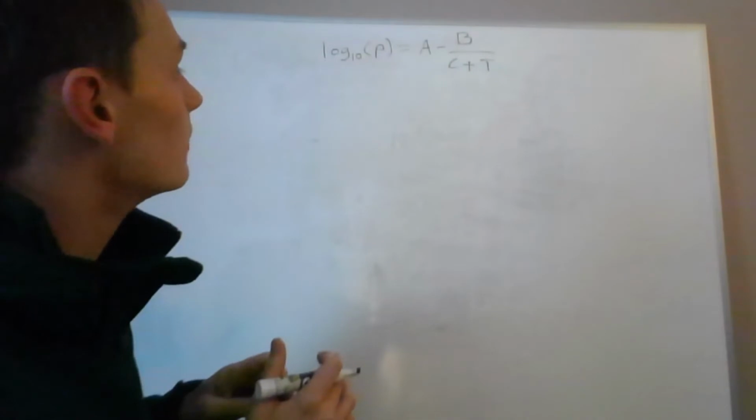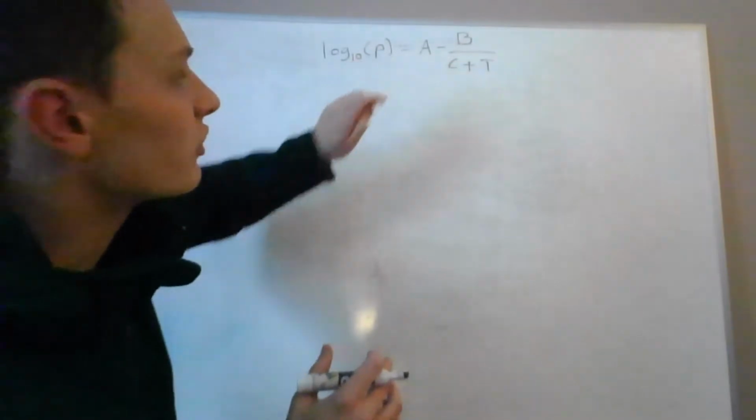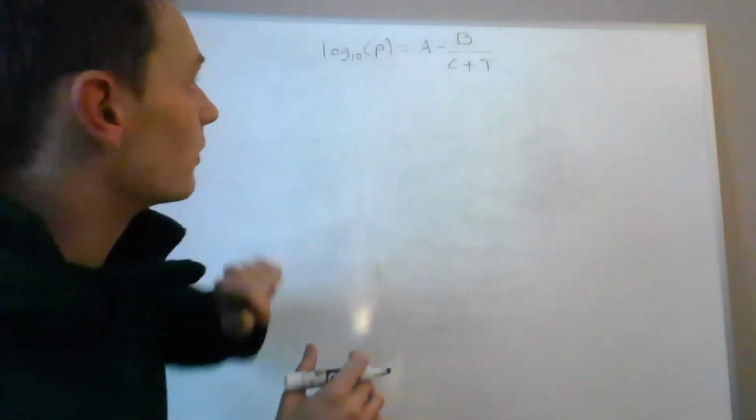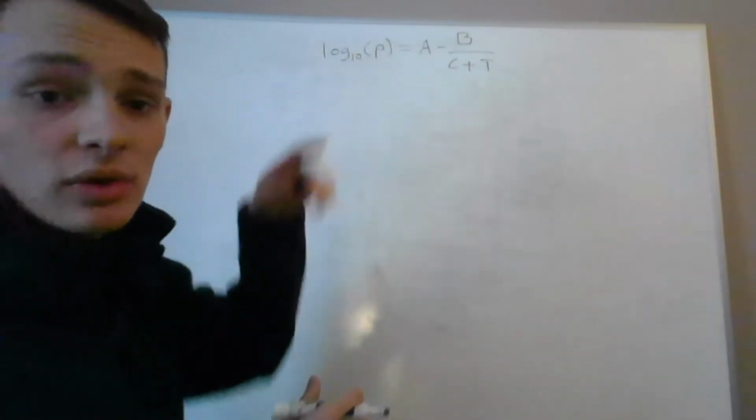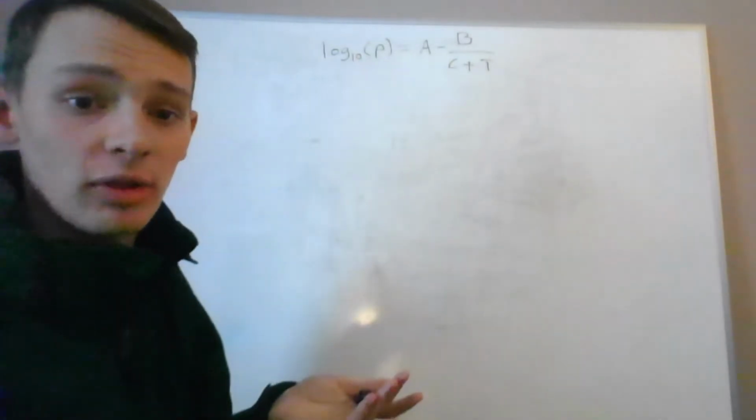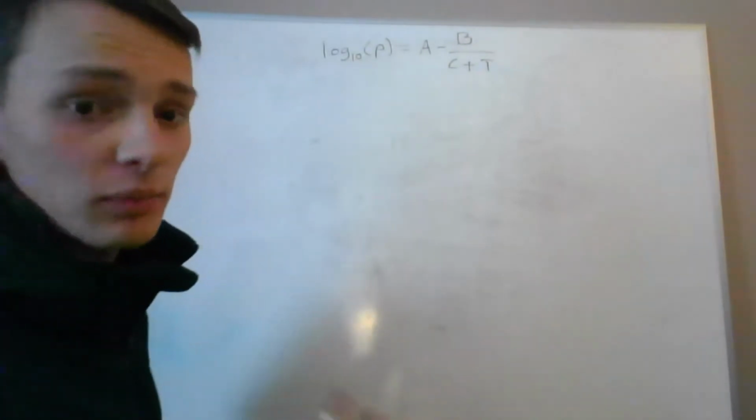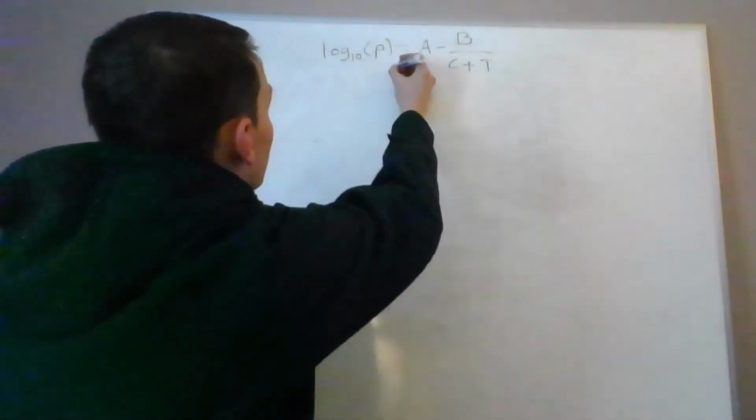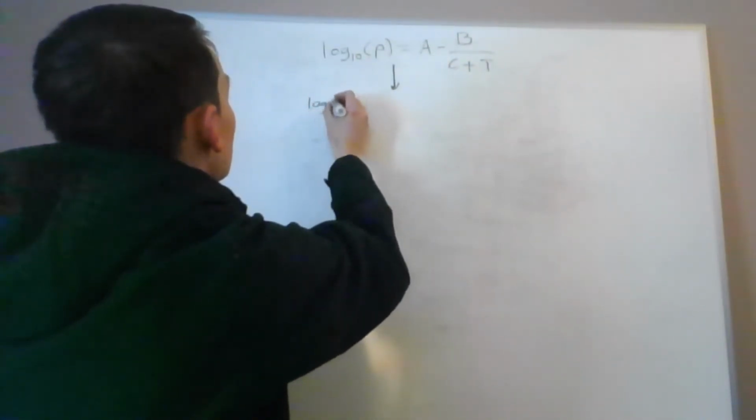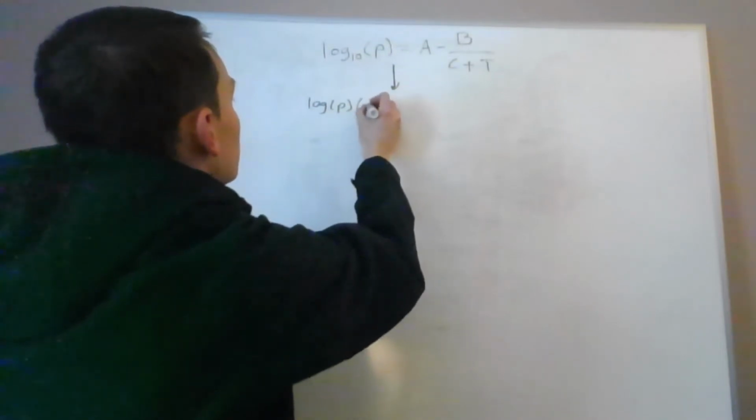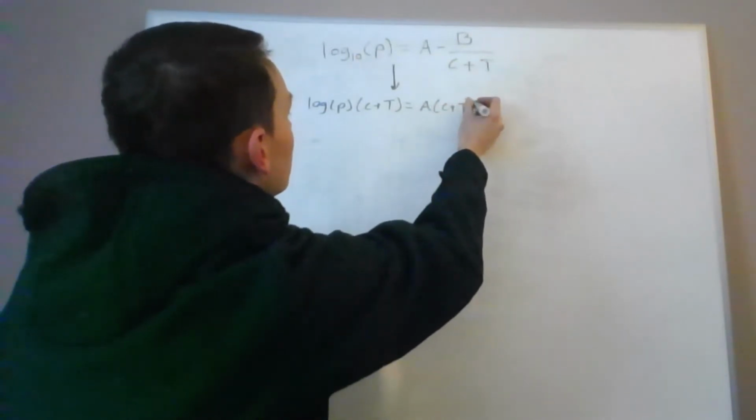We can start this by trying to isolate our unknown coefficients on one side of the equation. So I'm going to start this by multiplying each side by c plus t. And also for simplicity, I'm going to write the log of p, which you can hopefully think of as the common logarithm, log base 10, just to save time and not have to write 10 every single time, which might get confusing. So let's multiply each side by c plus t. So we have the log of our pressure times c plus t equals A times c plus t minus b.